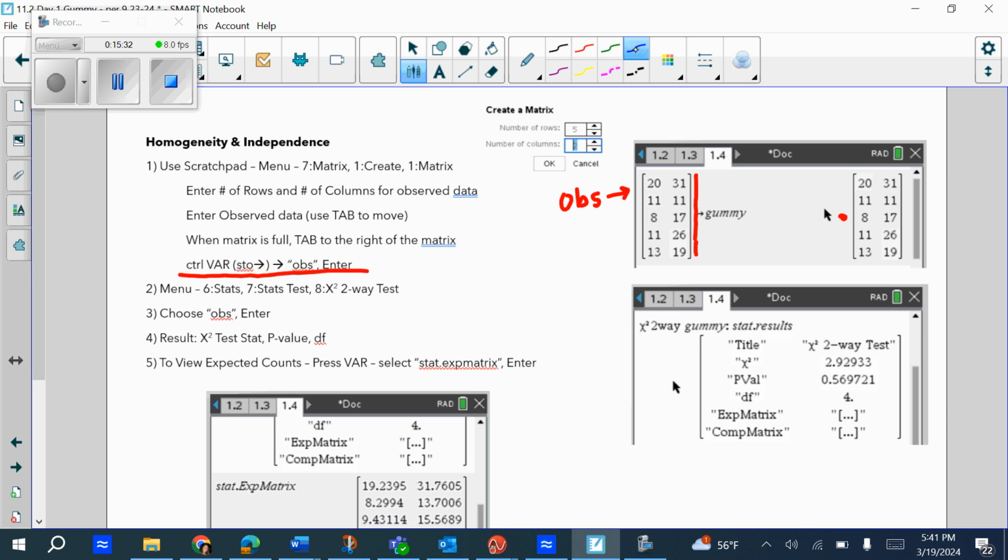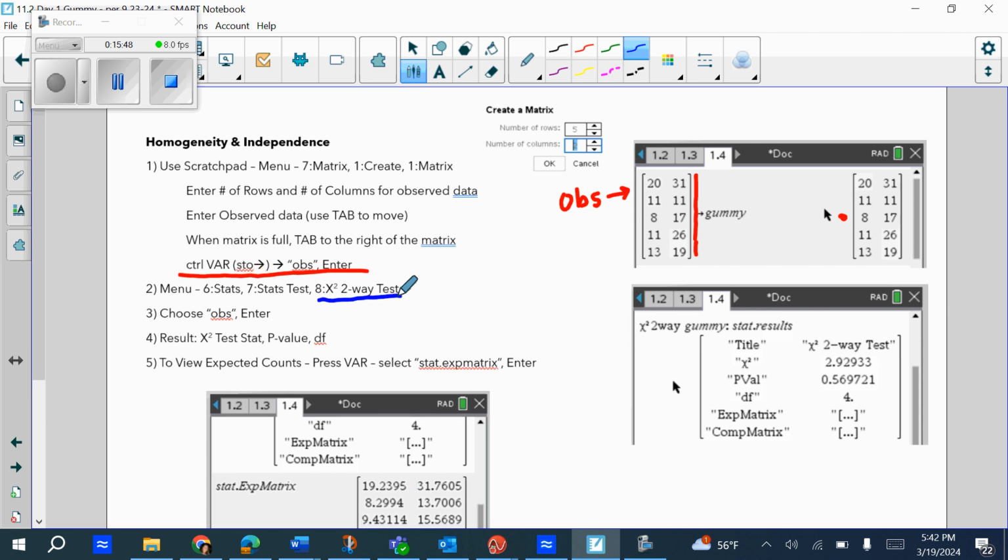Now, step 2 then is to go back to menu and go to stats, and we're going to run a stats test. As you go through the menu selection, you'll notice that you get down and it says a chi-squared two-way test. That's what you want to test.